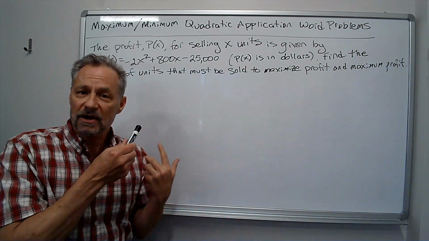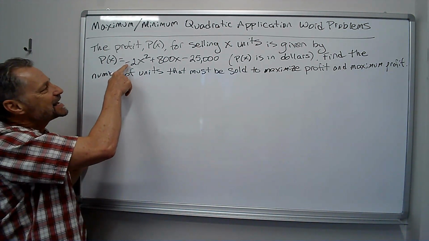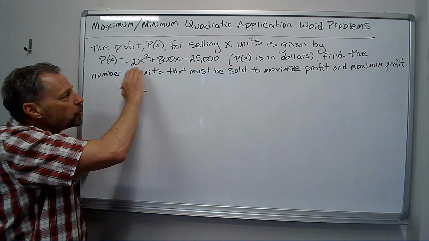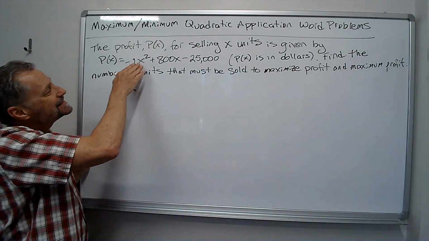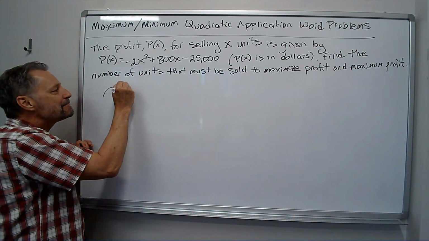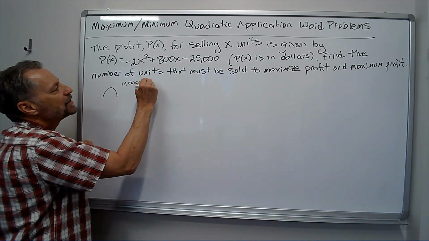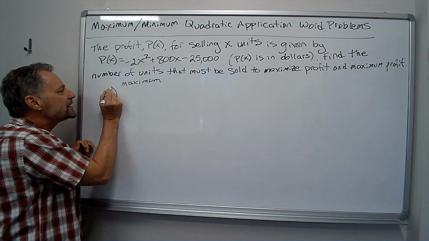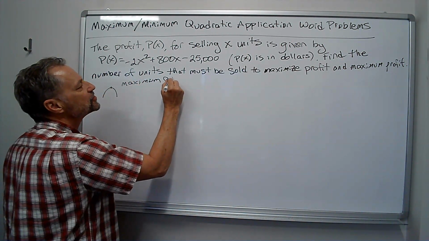Well, if we look carefully at this problem, notice it's a negative 2x squared. This is a quadratic function. It's a negative x squared. It means it opens this way, meaning it has a maximum. And where is that maximum? Well, it's right here. The maximum's at the vertex.